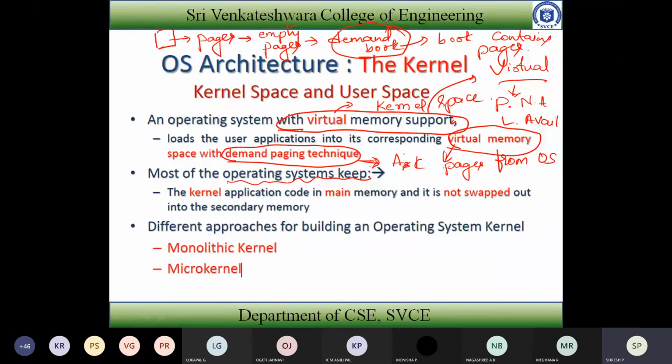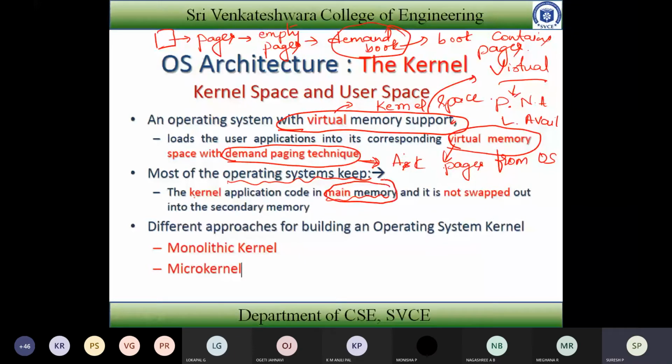So now you can see it here. Most of the operating system is going to keep the kernel application code in the main memory. So what does most of the operating system keep? The operating system kernel application code is kept in main memory, and that is not swapped out into the secondary memory.